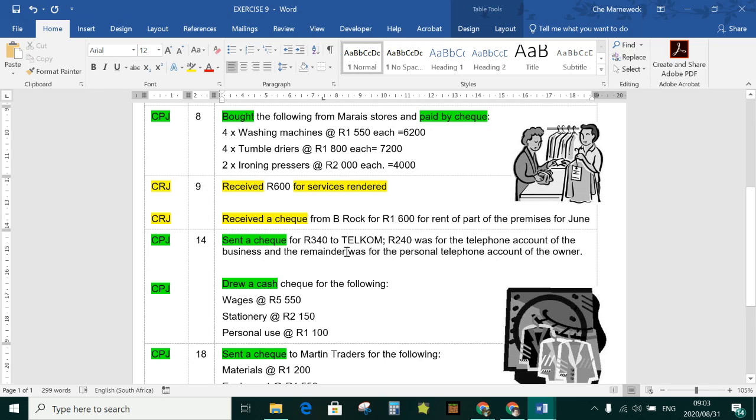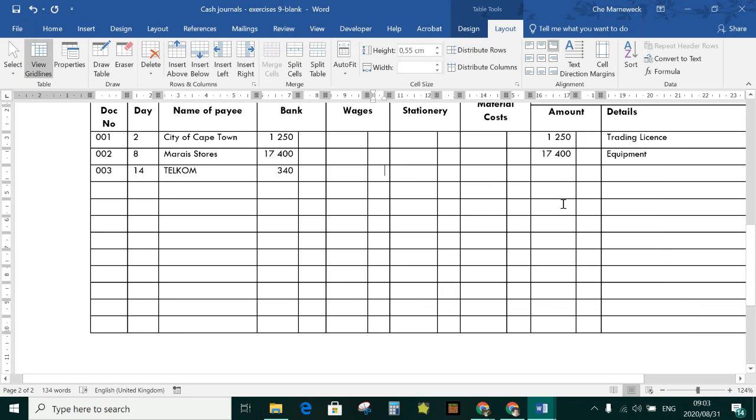The remainder, so 340 minus 240, 100 Rand, is for the personal telephone account of the owner. That's what we call drawings. So we have a look. Does telephone have its own column? It does not. So we go to sundry accounts. We record the 240 Rand as telephone. The other amount, which is 340 minus 240, which is 100, is going to be recorded as drawings.